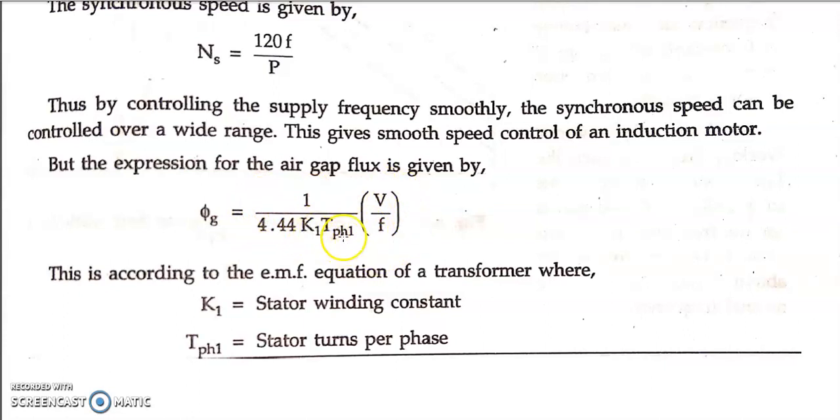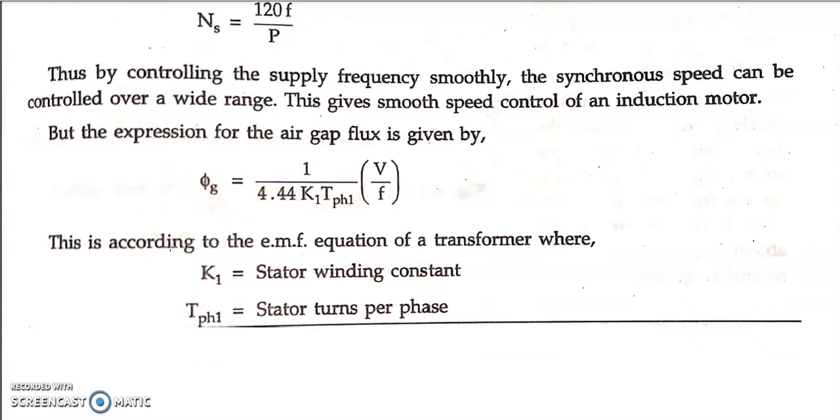I can't touch K1, I can't touch T phase, I can only do it with frequency as well as voltage. So I vary them in such a manner that the V by F ratio is always maintained constant, so that the air gap flux is always constant. Now you might be wondering why air gap flux matters a lot. Air gap flux is the flux present between the stator and the rotor. If that gets severely affected, then what happens? The interaction of the main flux, that is the stator flux, and your rotor flux will get affected.